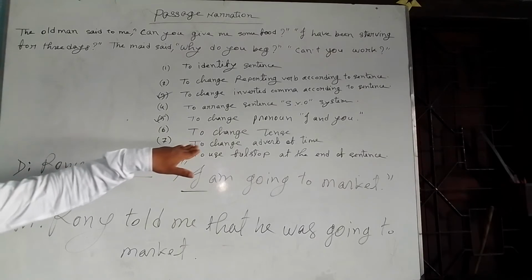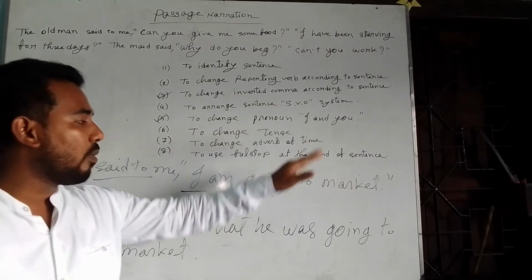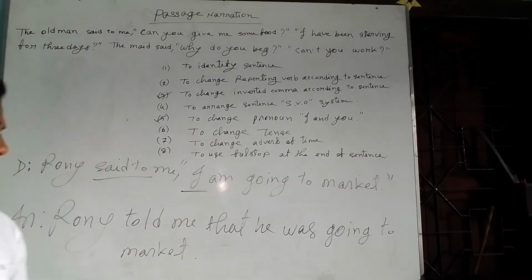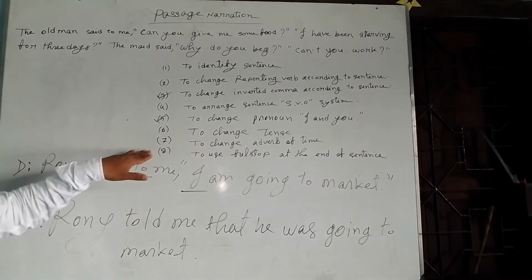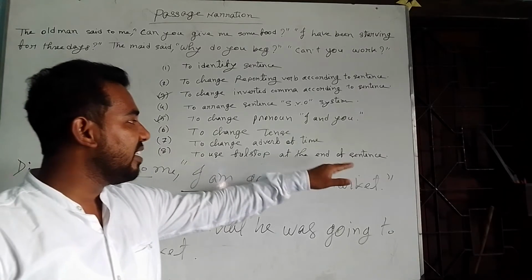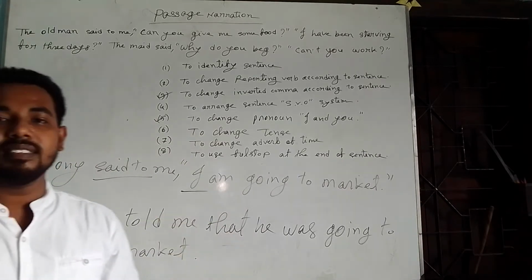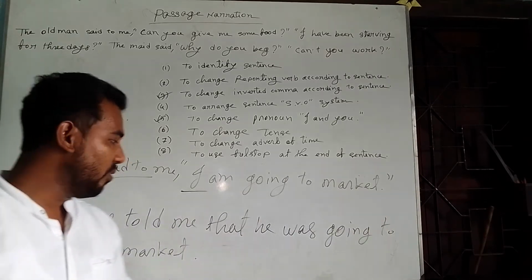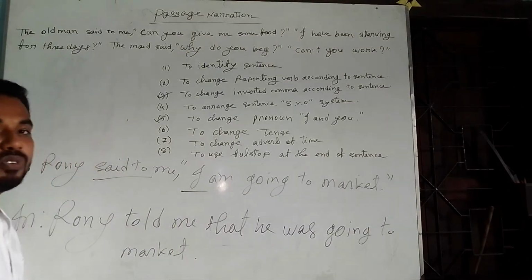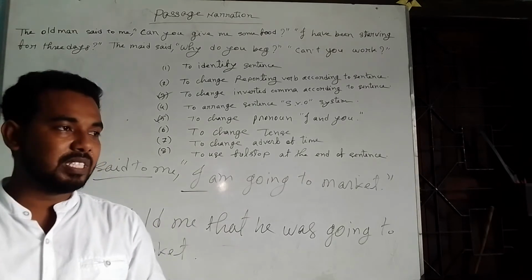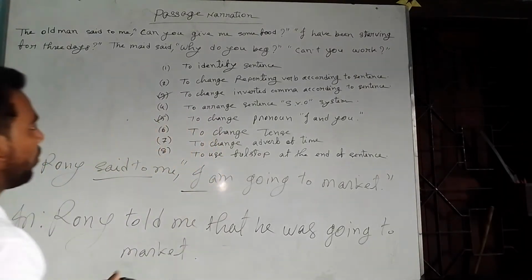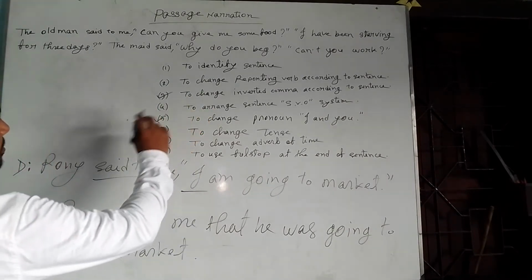Dear student, number 7, we have to change adverb type. But here you can see there is no adverb type in this sentence. So no need to change. Rule number 8, to use full stop at the end of the sentence. As this sentence is assertive, so already full stop is used here. So no need to change. Dear student, I hope that you can understand my speech. So dear student, I will give next rule. Rule number 4.